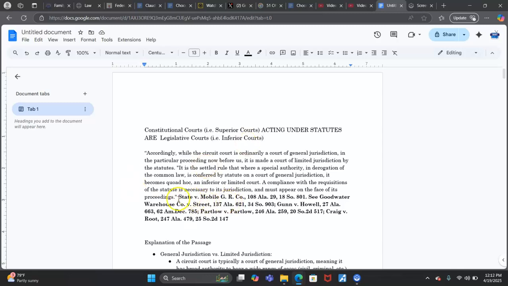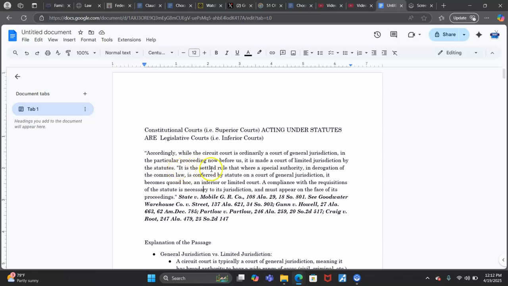So this is an Alabama case law. But this is a principle. This applies everywhere. And I mean everywhere. I've seen cases all over the country stating this principle and recognizing this principle, even federal cases. But this is what it says. Accordingly, while the circuit court is ordinarily a court of general jurisdiction, in the particular proceeding now before us, it is made a court of limited jurisdiction by the statutes.